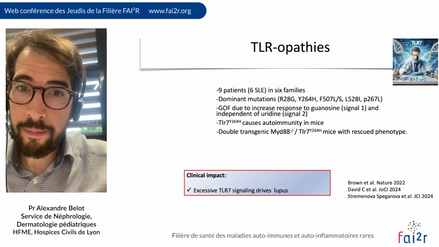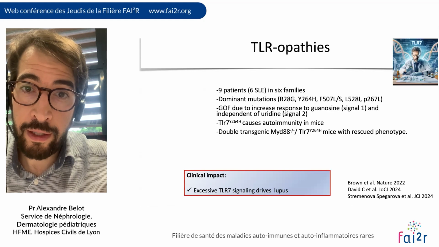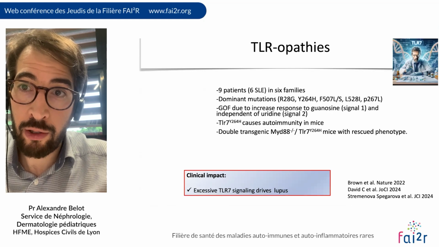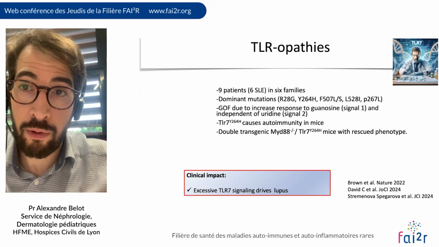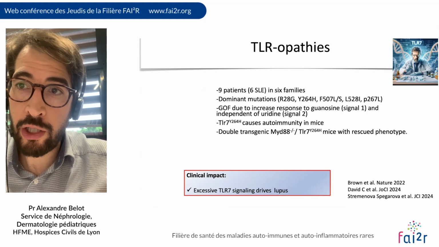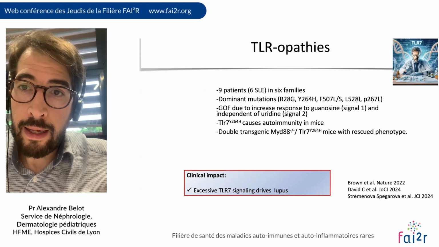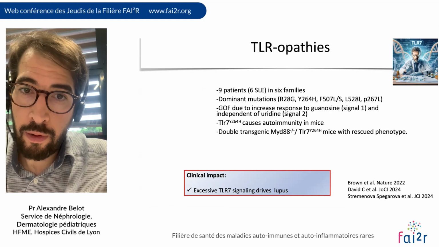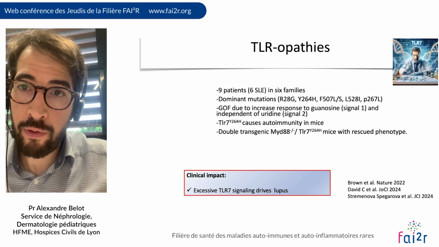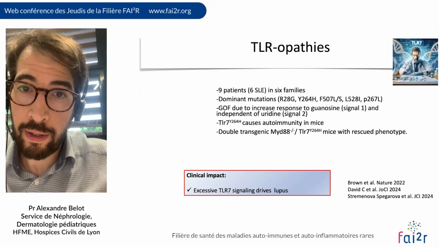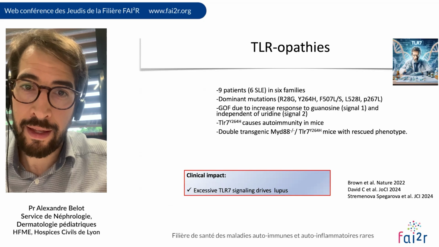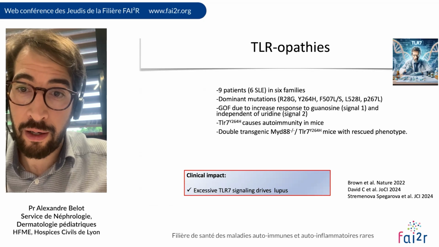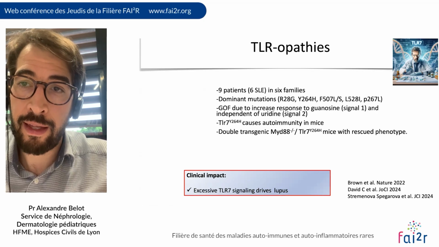And I will finish with the TLRopathies, which is maybe the most recent field of monogenic lupus, with 9 patients identified in 6 families with TLR7 mutation. It's a dominant mutation, gain of function. The group of Carola Vinuesa even produced the knock-in mice with TLR7 knock-in that recapitulate the phenotype, showing that this mutation in TLR7 is causal with an excessive TLR7 signaling.